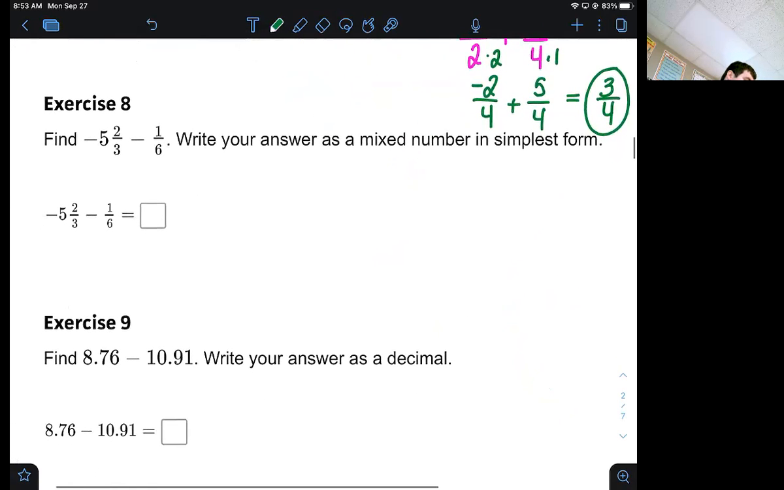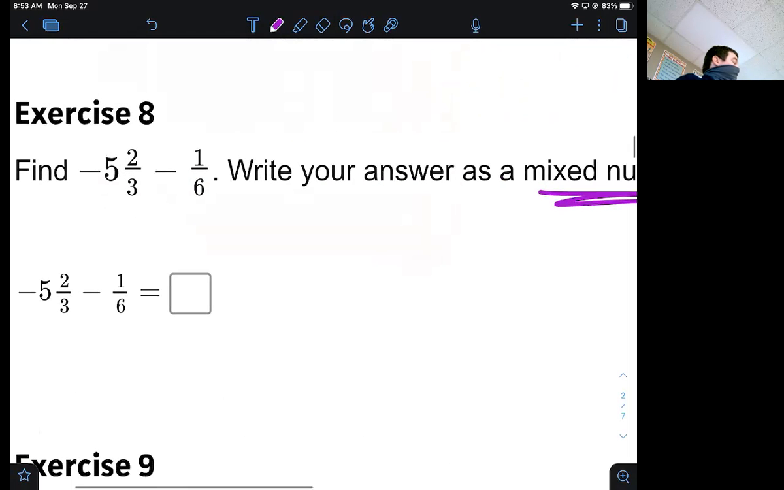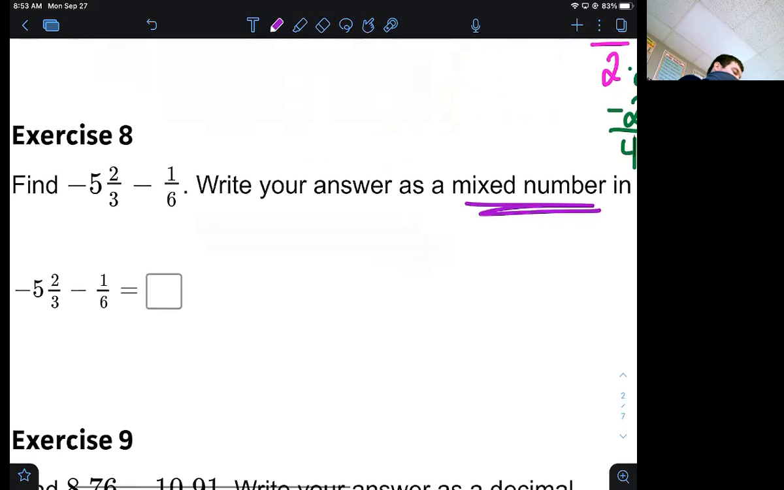Number 8 says, find -5 2/3 minus 1/6. Write your answer as a mixed number. So if it's okay with you, I know we didn't practice this a whole lot, but I'm going to leave my mixed number as a mixed number. I'm able to do that when I'm adding and subtracting. I know I can't do it when I'm multiplying, but I'm going to leave this as 5 2/3. I'm not going to change it to an improper fraction because then I just have to change it back because the instructions said they need a mixed number answer.